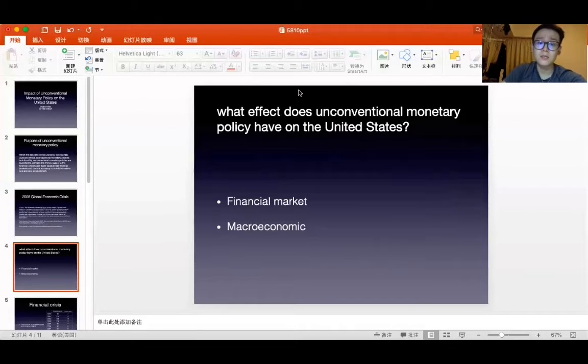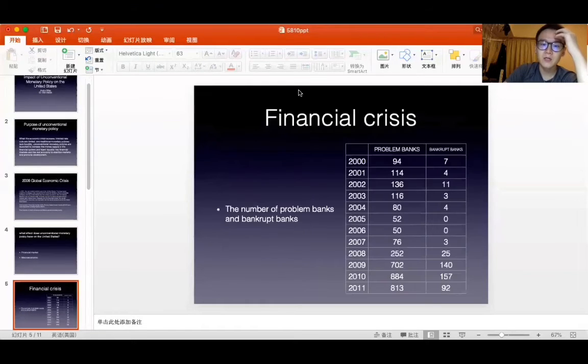So, what effect does unconventional monetary policy have on the United States? The effect of unconventional monetary policy is difficult to assess, so I will only discuss the performance of the financial market and the macroeconomy after implementation, and analyze the effect of this policy. In terms of the financial market, first look at the number of problem banks and bankrupt banks.